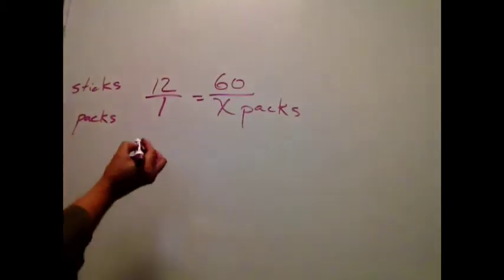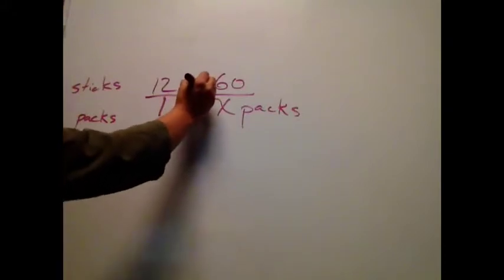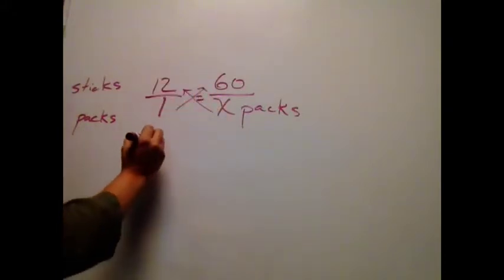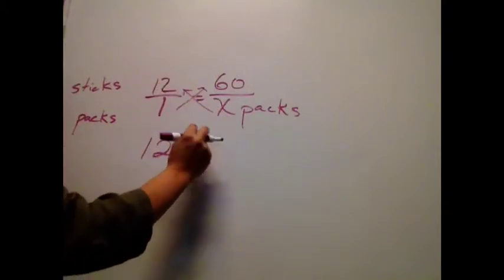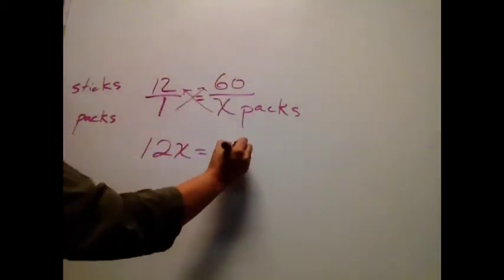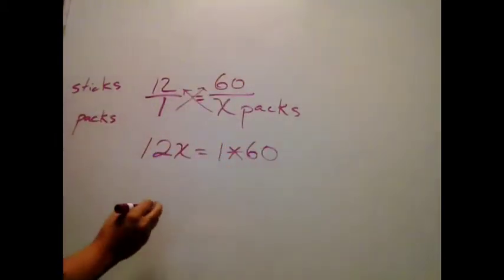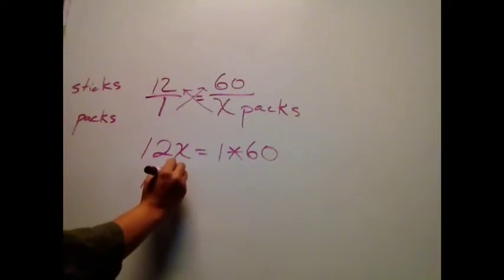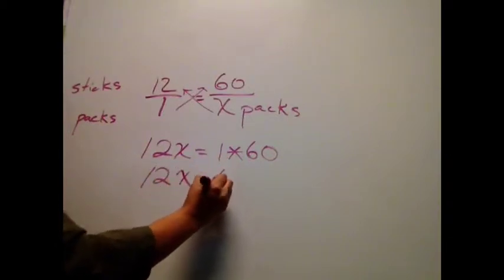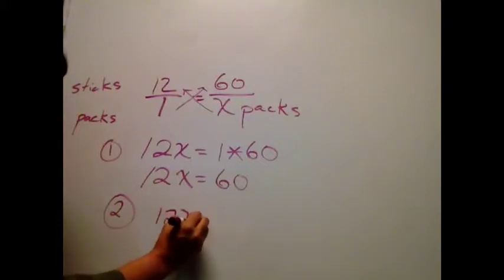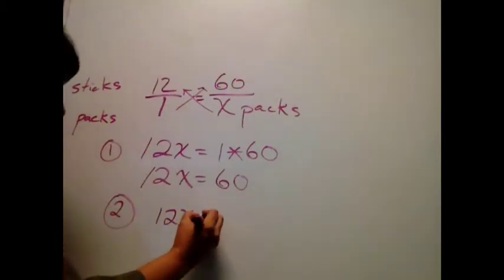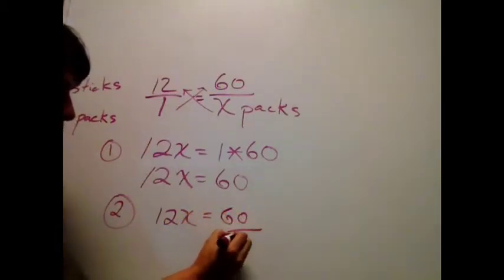So what we're going to do is our steps. We cross multiply this way. We're going to set up our problem. We put 12 times x is 12x equals 1 times 60. So we get 12x equals 60. That's step 1. Step 2, we're going to divide by the number next to our variable. That means we divide by 12.